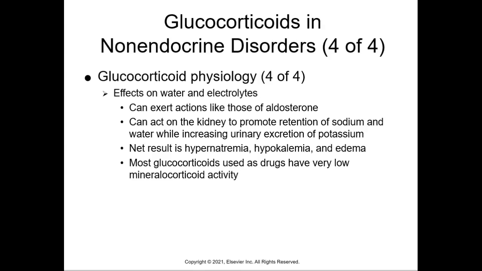The next concept of how our cortisol works normally in the physiologic way in our body is that it can affect our water and our electrolytes because they do have some action within the kidneys. So they can exert actions like that of aldosterone, and they can act on the kidneys to promote retention of sodium and water while increasing urinary excretion of potassium. And that can result in hypernatremia. So too much steroids can drive up your sodium level, can drive down your potassium level, and can cause the edema. So you can see that in people that are on chronic large doses of steroids, that they can start having abnormal electrolytes and start having problems with edema.